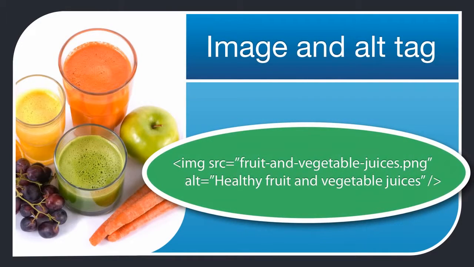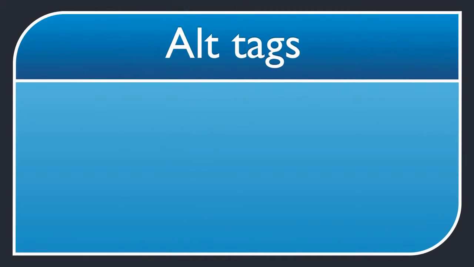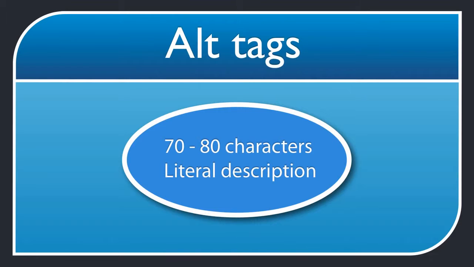So I've gone to iStock Photo and found a representative image for the article that gets across the idea of a body detox. Here's my image tag, and notice that both the file name and the alt text is keyword rich. Alt text means alternative text, and that is shown if a visitor cannot view the image. For example, if images are turned off in their browser, or they're using a screen reader due to a visual impairment. The alt tag should be no more than 70 to 80 characters, and should be a literal description of the image.